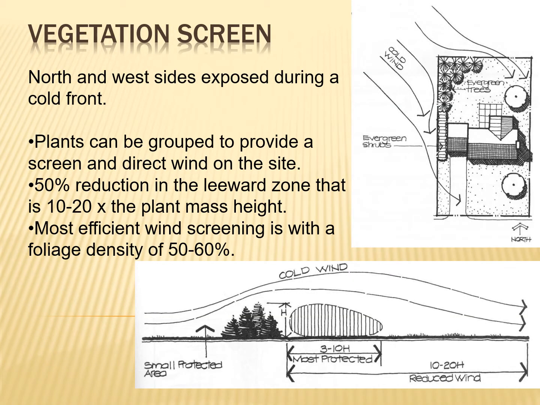So here are some examples of vegetation screens, and you can see that in this case they're using a cluster of conifers to try and break up the wind and create a little protected area that's a little more comfortable to be outside. And there are some ranges of how much reduction in wind you can expect depending on the plant height.